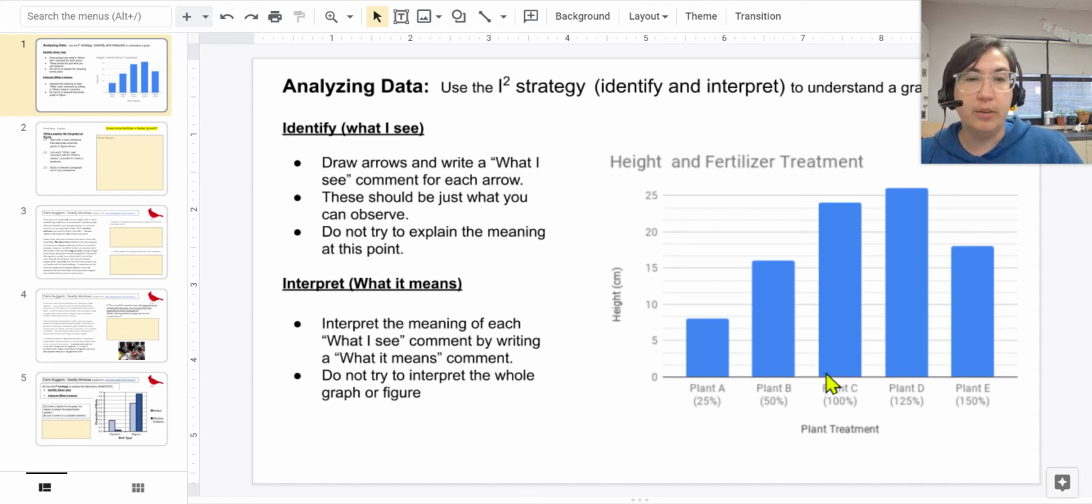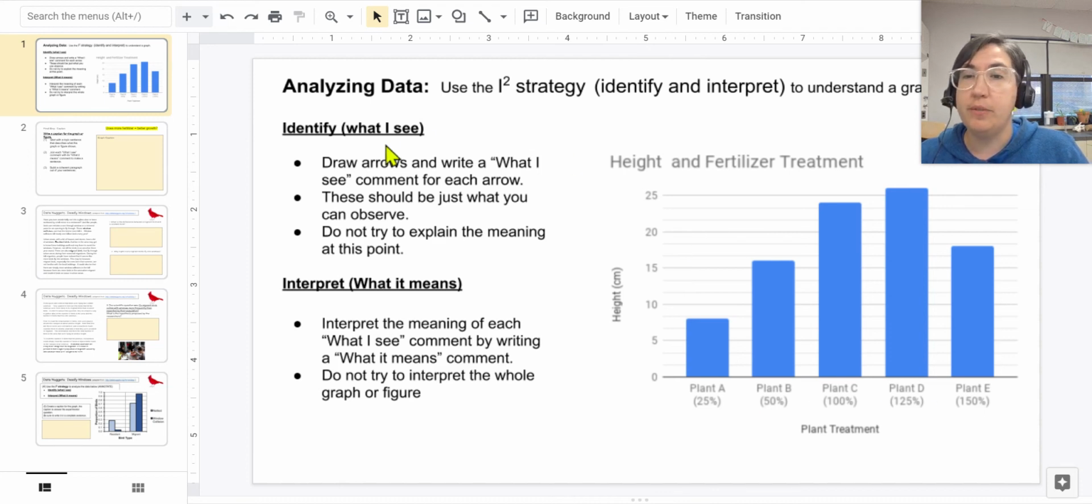In this particular graph, we have a title. Let's start with the title, height and fertilizer treatment. We have height on our y-axis, and these are of plants, and it's measured in centimeters. And on the x, we have plant treatment, and we know that treatment is fertilizer because of the title. Then we have plant A, B, C, D, E, and then we have percentages.